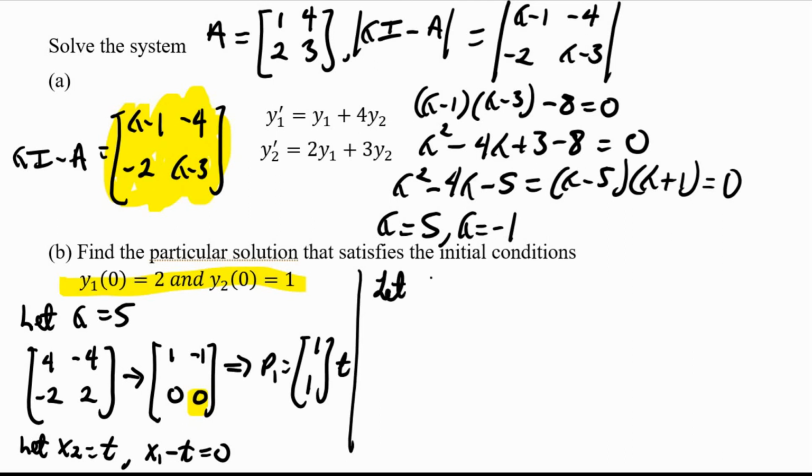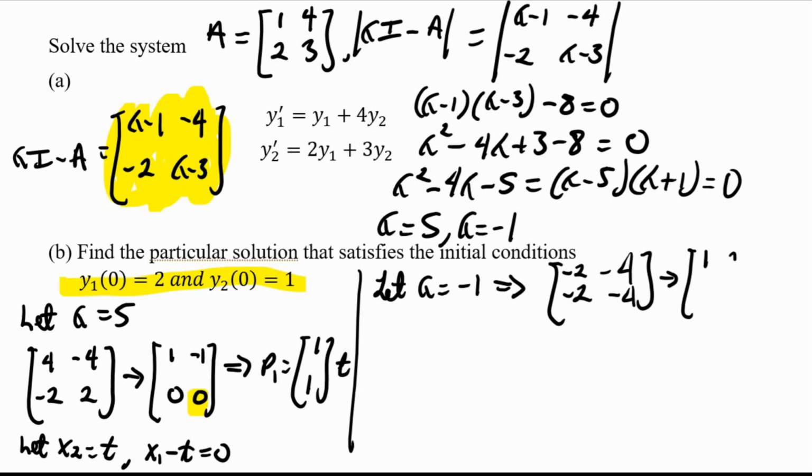Secondly, let lambda equal negative 1. That's the other eigenvalue. So the matrix that we get, we plug in lambda equal to negative 1, so we get negative 2, negative 4, negative 2, and negative 4. Now I can cancel out the second row from the first row, and then after that divide the first row by a negative 2. It leaves me with a 1, a 2, a 0, a 0. So do you see that the eigenvector would be negative 2 and 1? All right, do you see that?